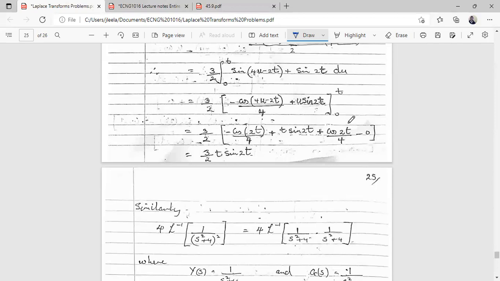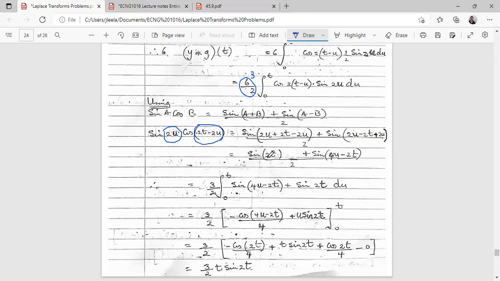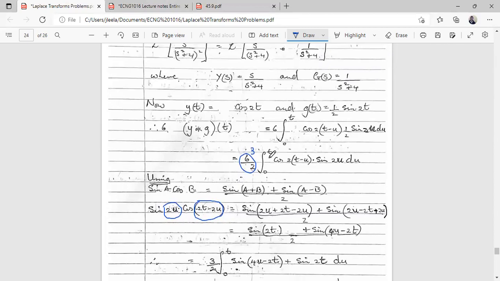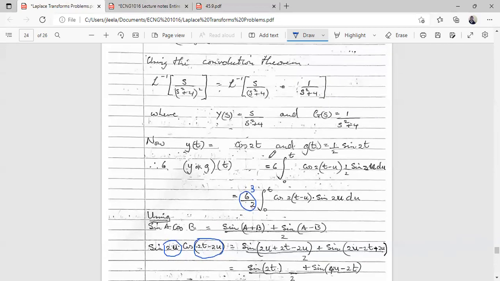And notice the first and the third term will cancel each other. So you'll just get t sine 2t, and you have to multiply it by 3 over 2 on the outside, so you get 3 over 2 t sine 2t. Right, so I hope that I went through it slow enough for you to see. You have to work through it gradually.